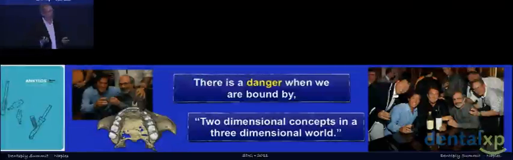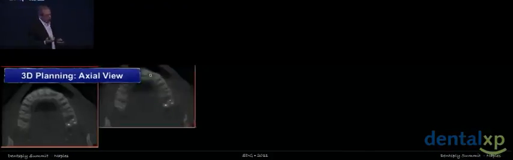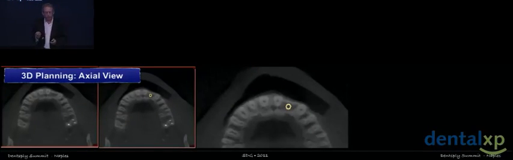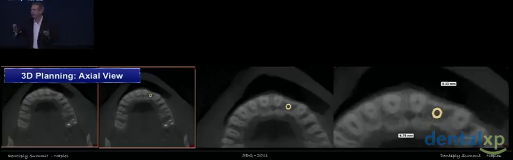So there is, as I've always said, there is a danger when we are bound by two-dimensional concepts, when clearly today we live in a three-dimensional world. So if we look at axial planning, we're looking at this axial view, we can position an implant into a missing lateral incisor tooth, and we can visualize this, we can make our measurements, we can determine how much bone volume that we have, but this is only one of the views that we need to look at.